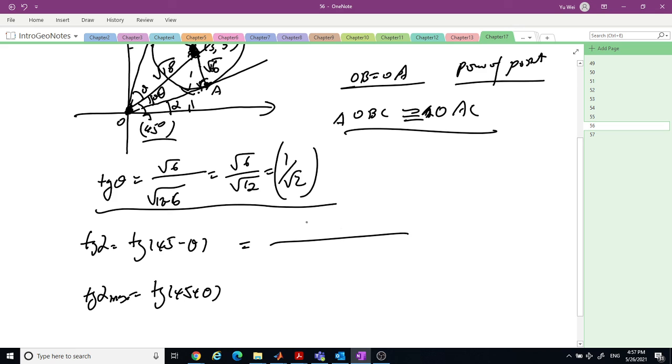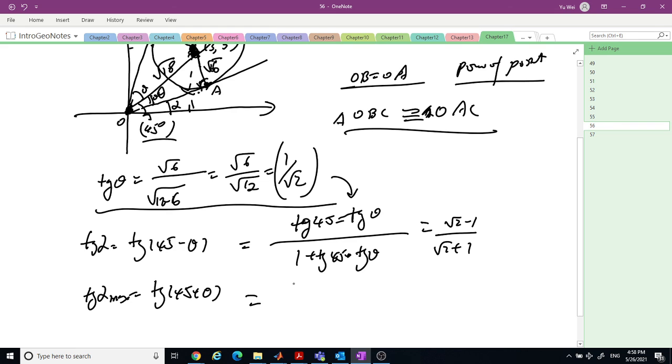So based on the addition formula, this one will be tangent 45 minus tangent theta over 1 plus tangent 45 times tangent theta, right? So we know tangent theta. If you plug it in, you will see this one is root 2 minus 1 over root 2 plus 1. Then this one will be 3 plus 2 root 2. So this one is the largest tangent answer.